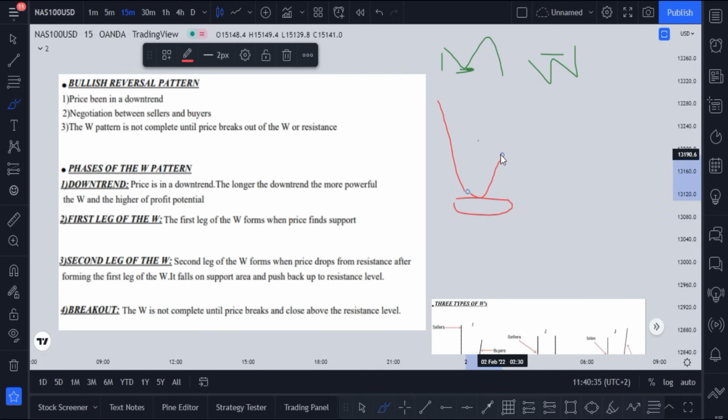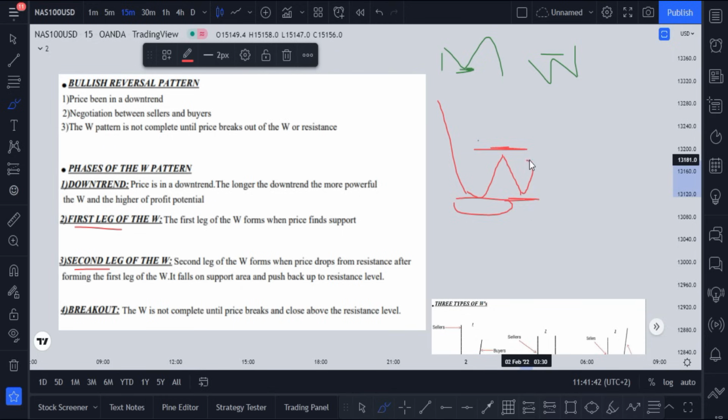You know, the buyers are trying to move the market up, right? But then they get exhausted right here, and then they find a resistance level over here, which brings us to our second leg, right? So once the first leg is formed, we now move on to the second leg. The second leg forms when it is pushed from the support to this resistance over here, but then it gets rejected again, and comes back to test the same support over here before moving to the upside, right?